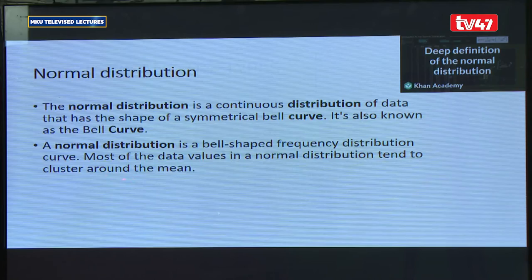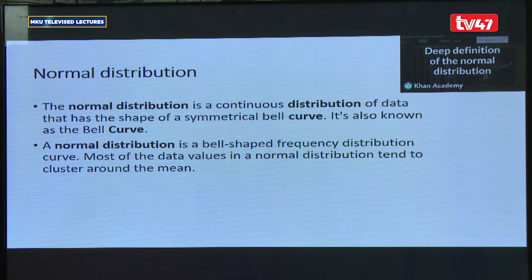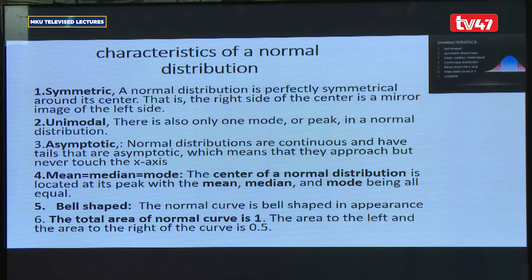So what is a normal distribution curve? This is a continuous distribution of the data that has the shape of a symmetrical bell curve, where the mean, the mode, and the median are the same. So what are the characteristics? One, symmetrical. The left hand and the right hand are the same size. Then we have unimodal. There is only one mode or one peak in a normal distribution curve.